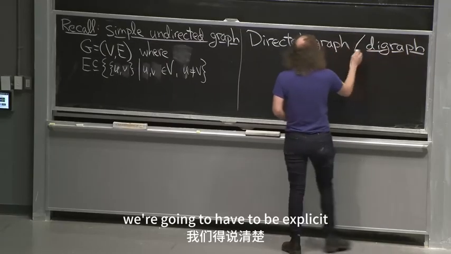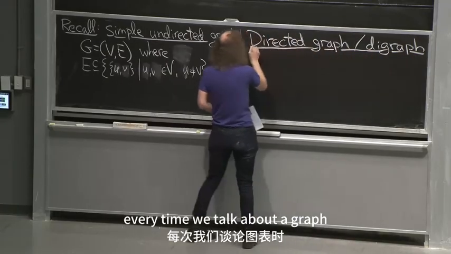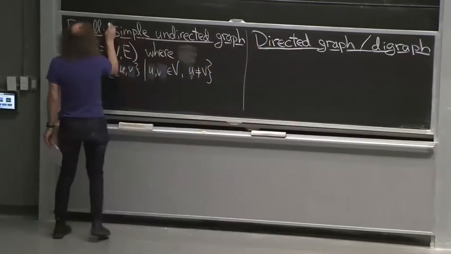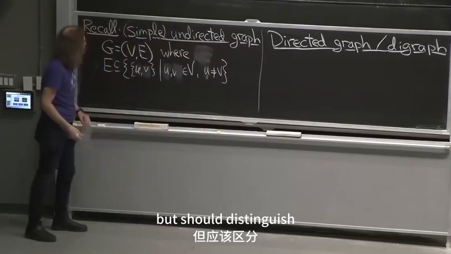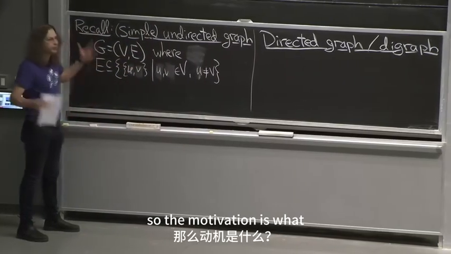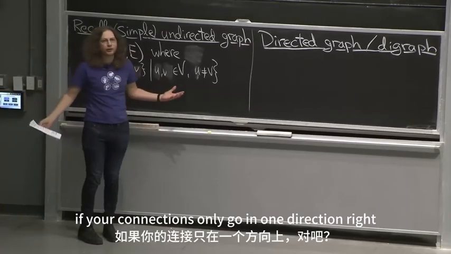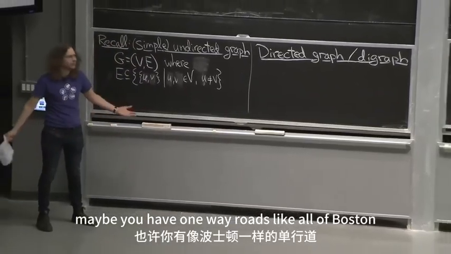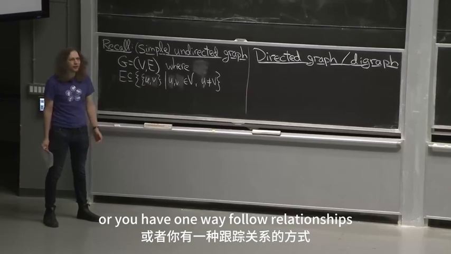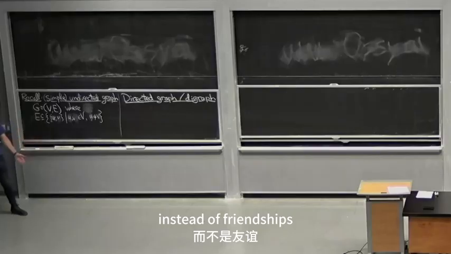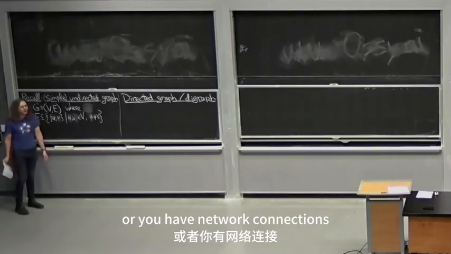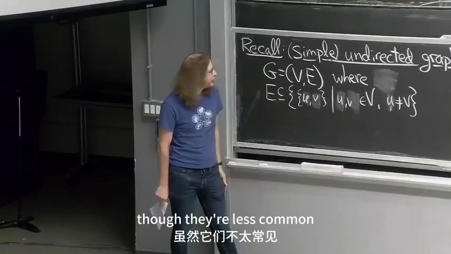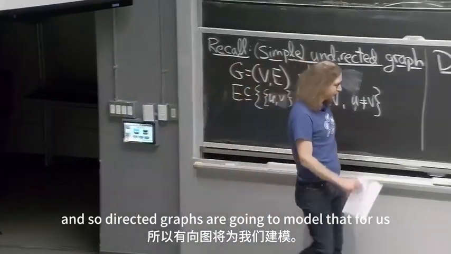So from now on, we're going to have to be explicit. Every time we talk about a graph, we should say directed or undirected. Simple is implicit when we say undirected, but we should distinguish. So the motivation is, what if your connections only go in one direction? Maybe you have one-way roads, like all of Boston, or you have one-way follow relationships instead of friendships. Or you have network connections you can only send in one direction. Those do exist, though they're less common. And so directed graphs are going to model that for us.